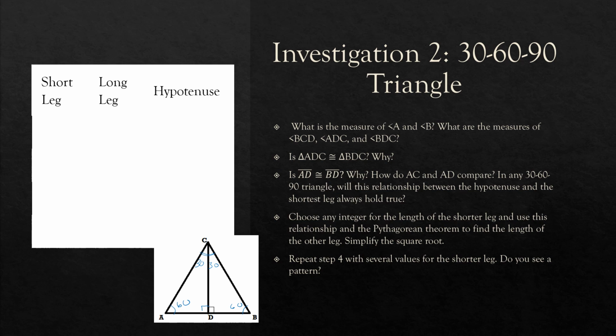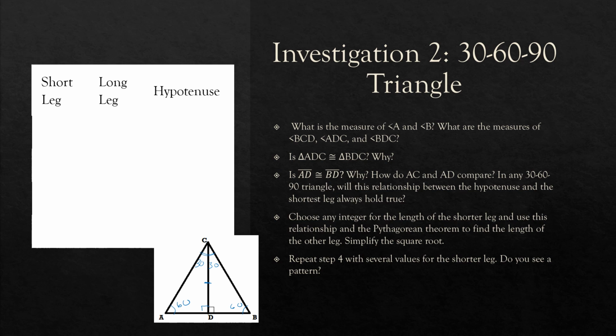Is this ADC congruent to BDC? Yes. Because all the angles are the same and this line that cuts in the middle is the same for both, then we can say that the two triangles are congruent. You could use the angle side angle congruency.